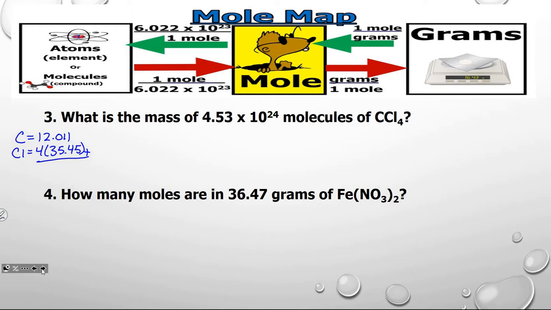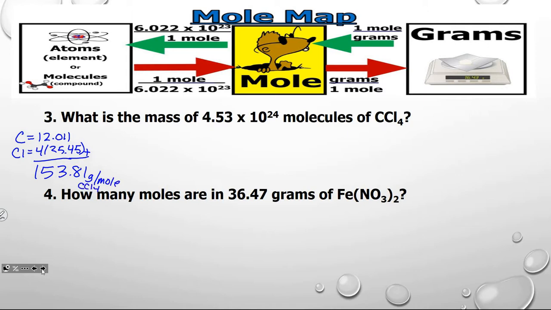Okay, so 12.011 plus 4 times 35.45. What do we get? 12.011 plus 4 times 35.45. 153.81. Okay, that's how many grams per mole of carbon tetrachloride.